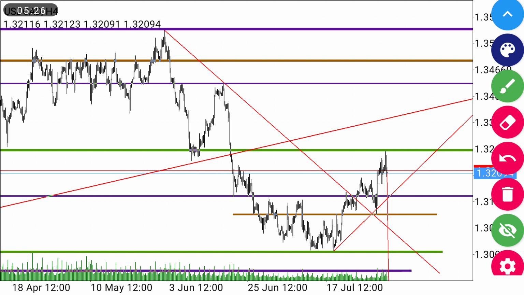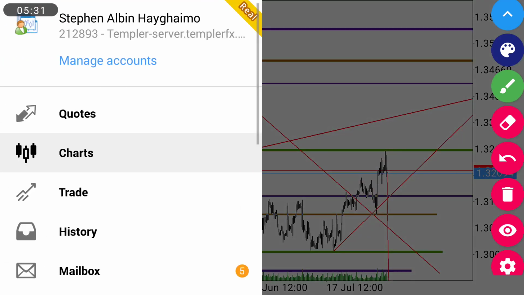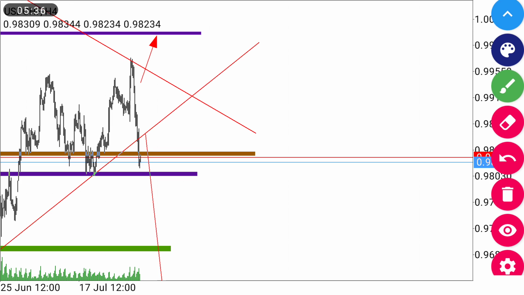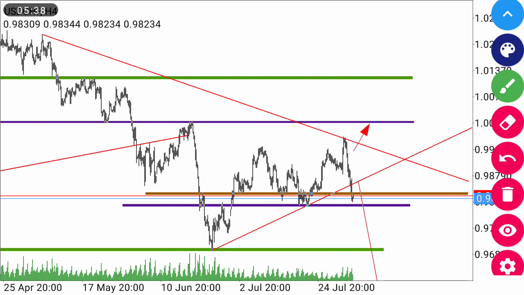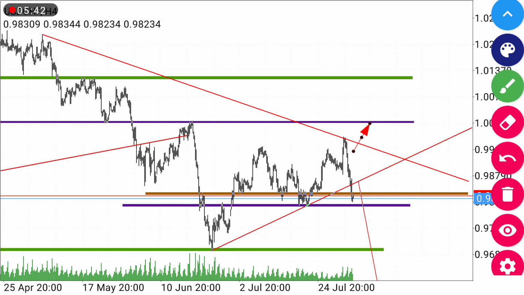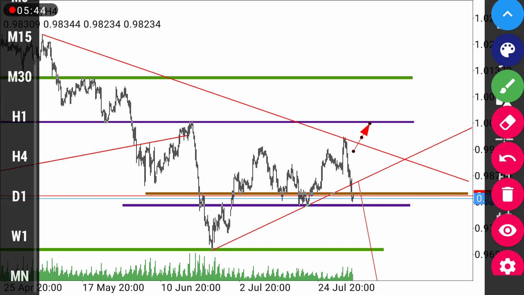Another pair which you're going to be focusing on apart from USD CAD is USD CHF. For USD CHF, you're going to be looking for a bearish direction. The reason is that the price has reached a specific support or resistance.